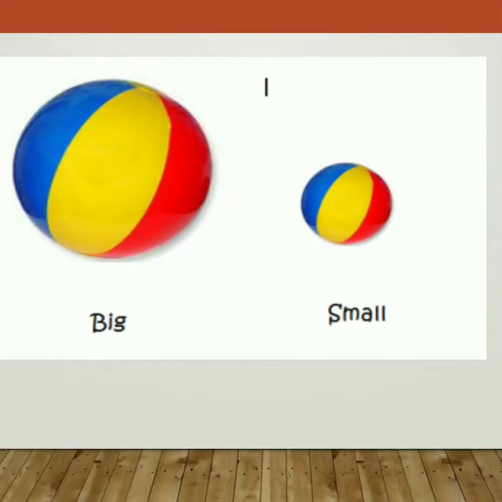Okay kids, now what can you see in this slide? You can see the picture of two balls. The first ball is big in size and the second ball is small in size. So you have two different sizes of balls, a bigger ball and a smaller ball. Now you are going to give a right tick to the bigger ball. Which one is the bigger ball? Picture number 1 is the bigger ball. Yes, put the right tick. Very good.